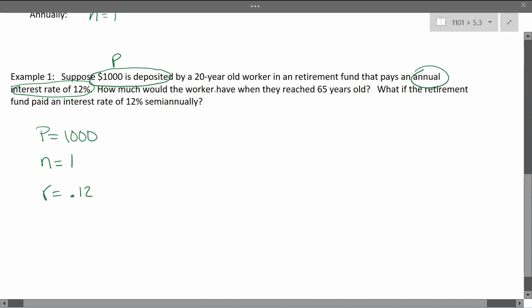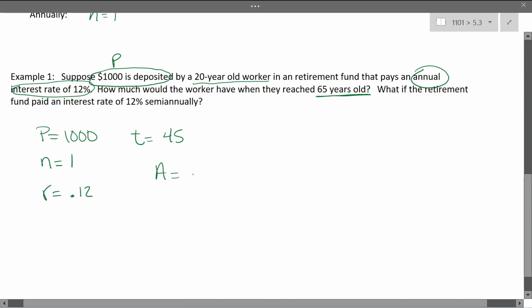How much would the worker have when they reach 65 years old? So my T is going to be 45 because a 20-year-old invested and we want to know how much it would be when they were 65 years old. 65 minus 20 is 45. So now I can work this problem.